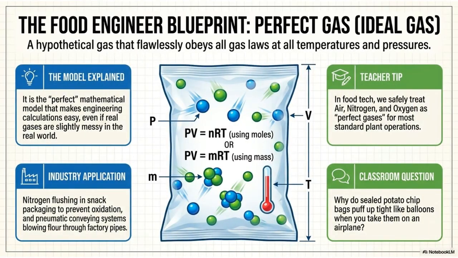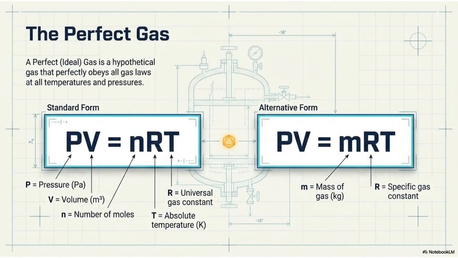While real gases are complex, this idealization allows us to accurately model processes like nitrogen flushing in snack packaging, ensuring shelf stability. The ideal gas law is defined by the formula PV equals nRT. It is a powerful, simplified tool that engineers rely on to manage pneumatic conveying systems and other gas-based operations within a factory. The standard form, PV equals nRT, uses the number of moles. Alternatively, we can use the mass-based form, PV equals mRT, using a specific gas constant. Both forms are essential for calculating fluid behavior under different conditions.